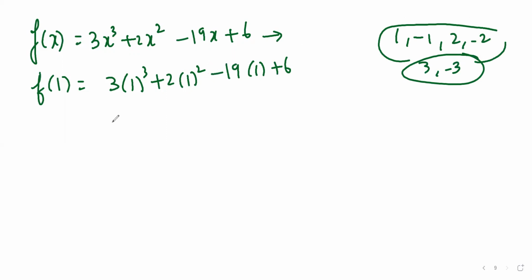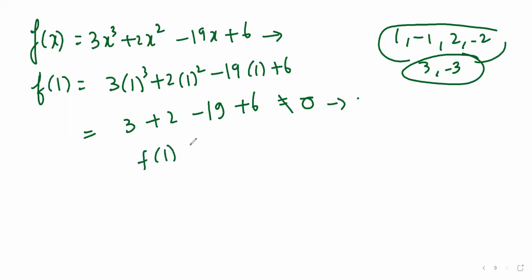So I'm just doing this so that I get 3 plus 2 minus 19 plus 6. So 3 plus 2, 5 plus 6, 11 minus 19 is some value which is not equal to 0. So f of 1 is not 0, it means x minus 1 is not a factor. It is simple as that.